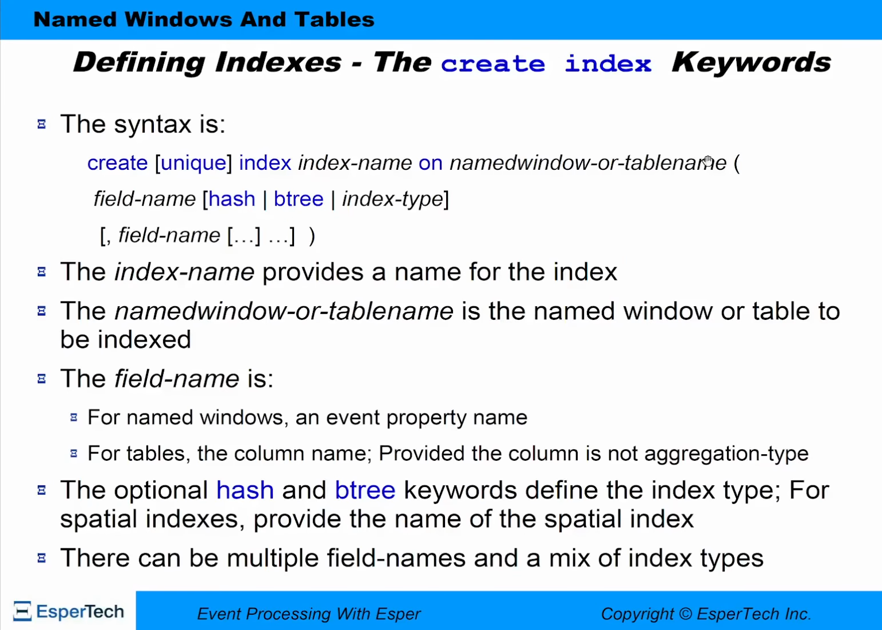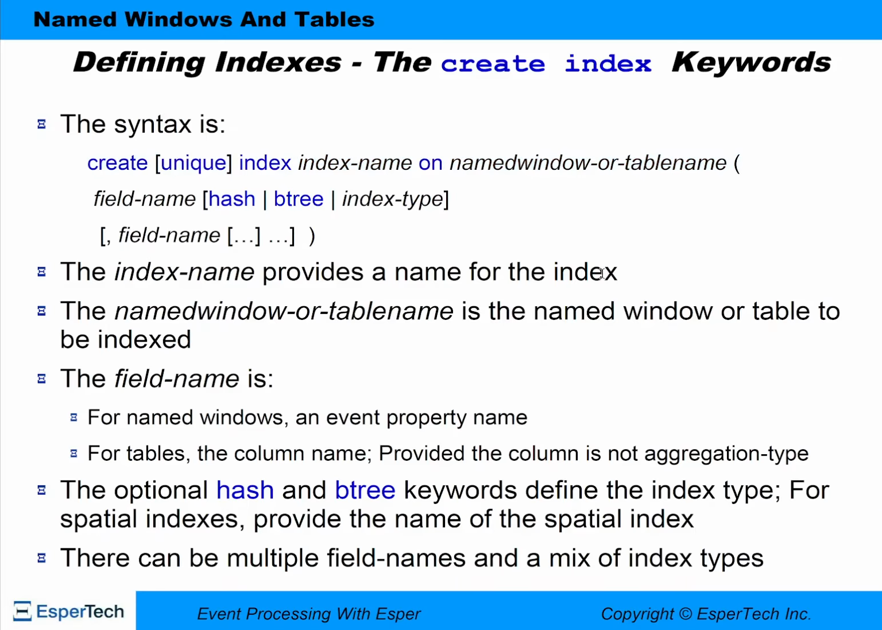This slide introduces the create index keywords. The syntax is: create, optionally the unique keyword, index, index name, on, named window or table name, parenthesis, field name, optionally the hash or the B-tree or an index type, optionally additional field names and index type keywords.